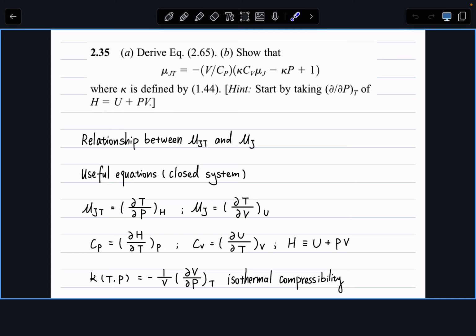Oh, this is a cyclic chain rule. So remember, it's like we have x, y, and z. So dx/dy at constant z times dy/dz at constant x, and dz/dx at constant y equals negative 1. All right, so in here, we're just writing out the cyclic chain rule. These two are just equivalent to each other. I'm just replacing x, y, and z with U, V, and T. That's all.